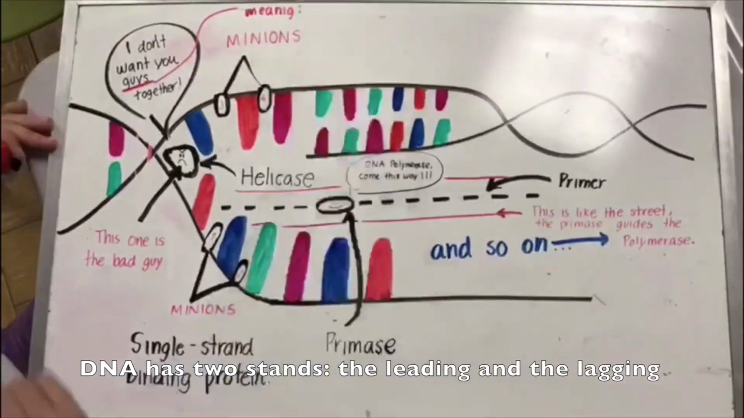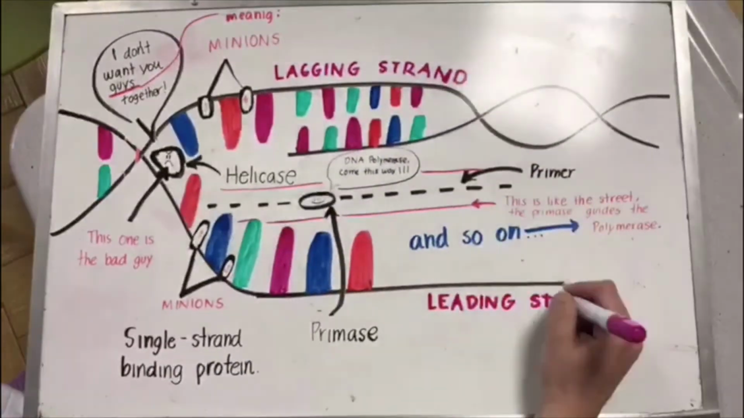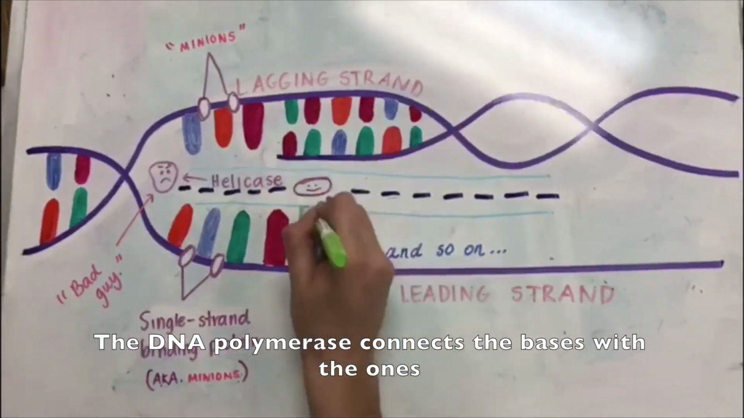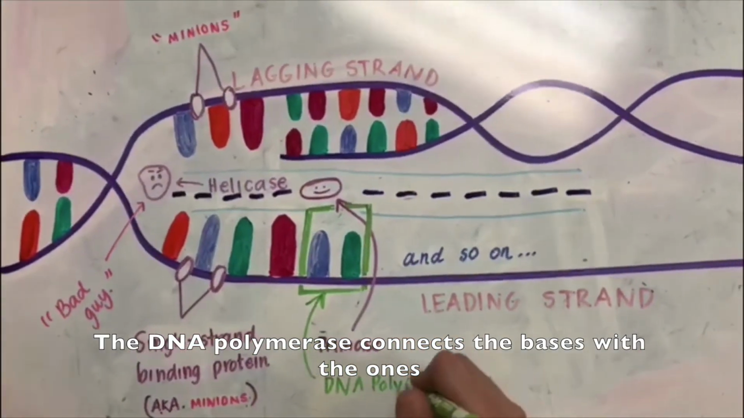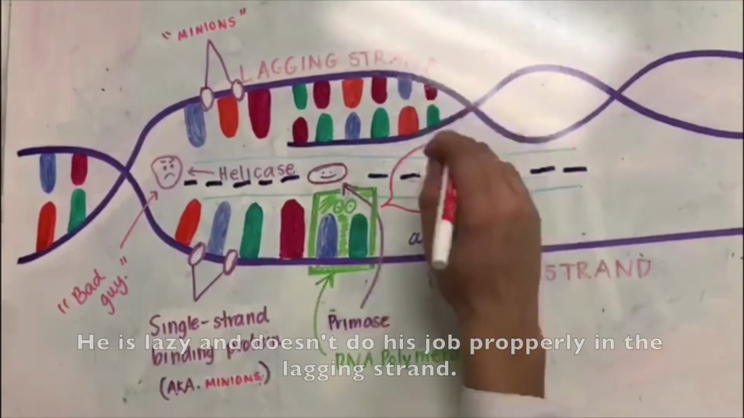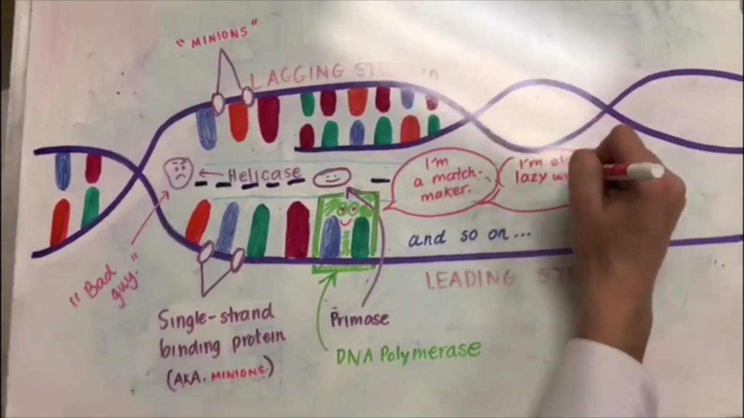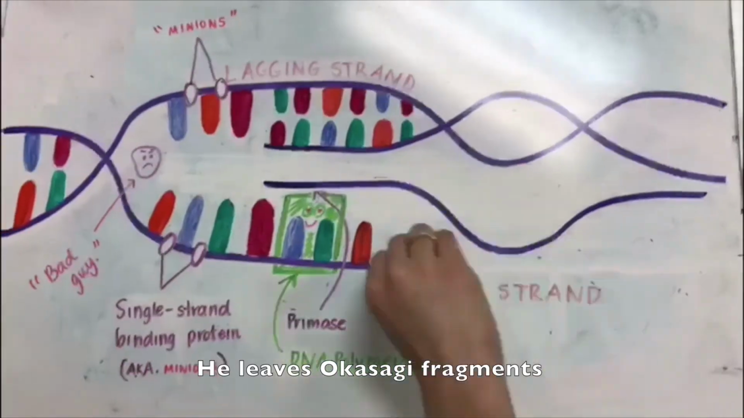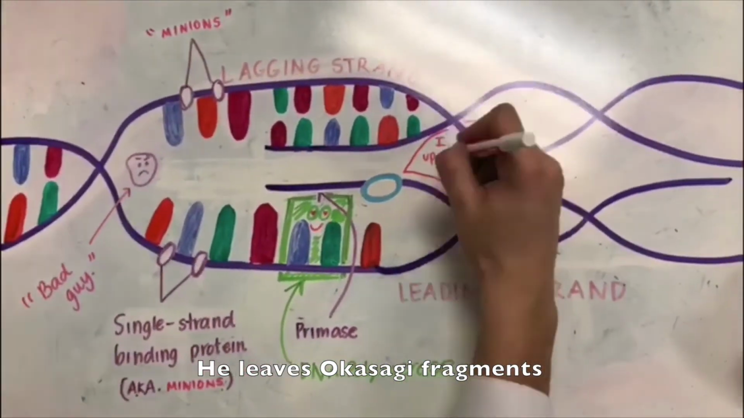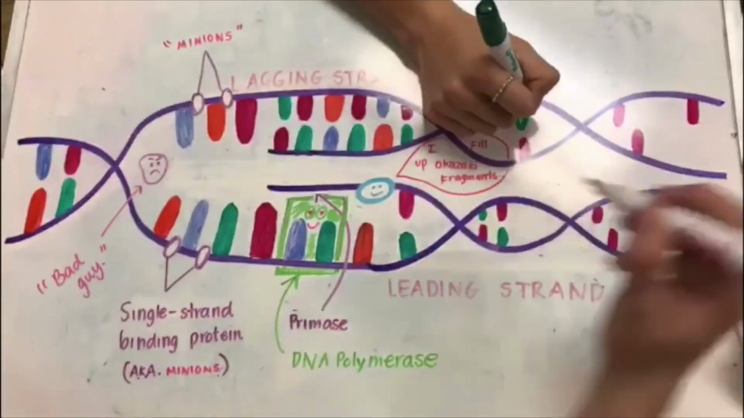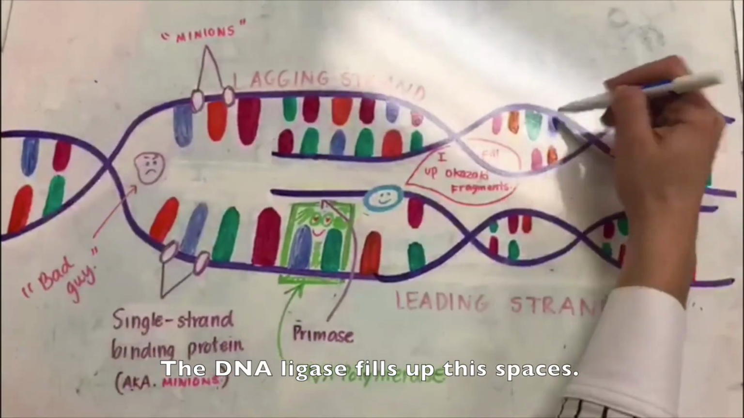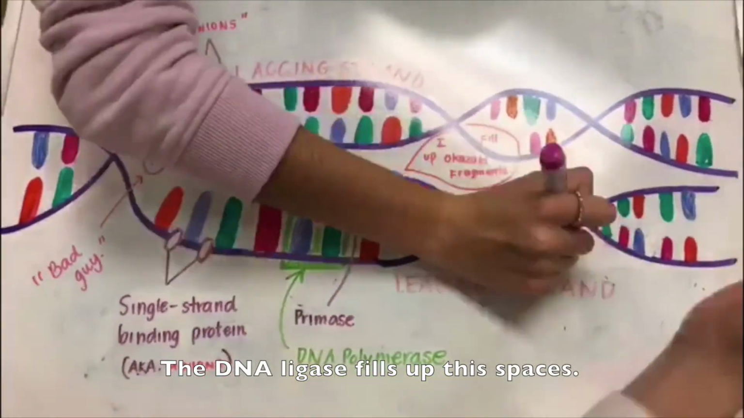DNA has two strands, the leading and the lagging. The DNA polymerase connects the bases with the ones in the two strands. He is lazy and doesn't do his job properly in the lagging strand. He leaves Okazaki fragments. The DNA ligase fills up these spaces.